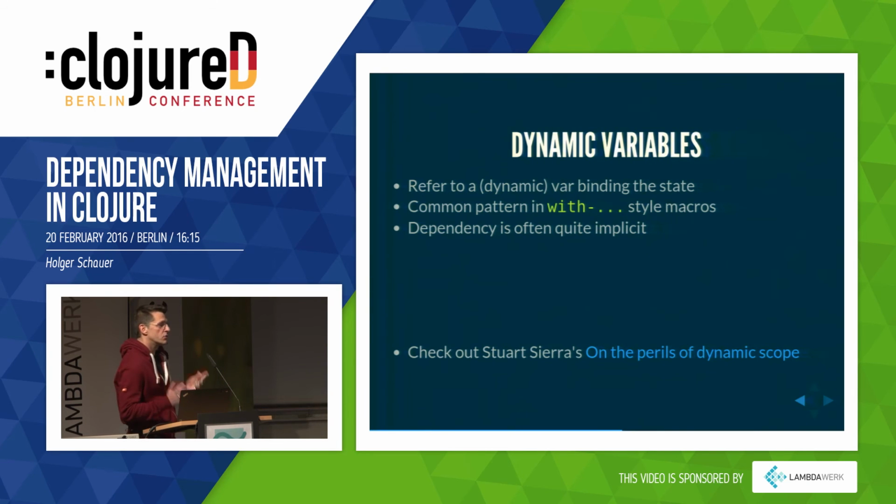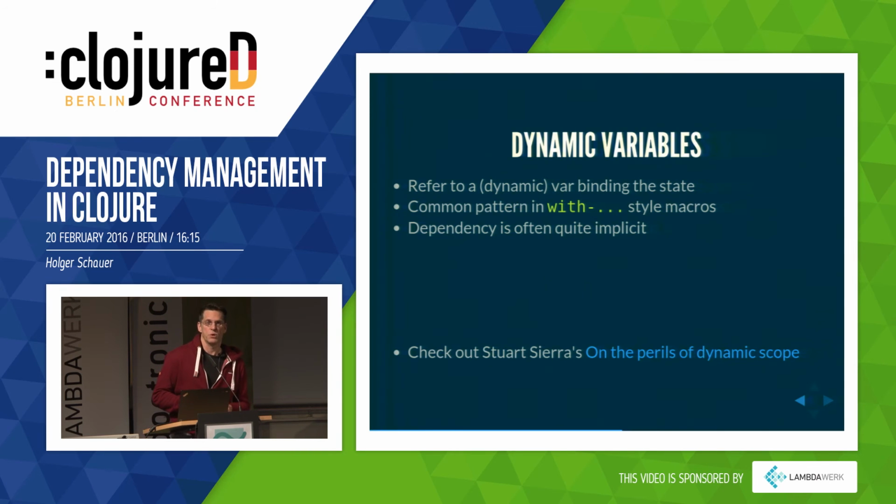There are, again, two quite obvious ways to deal with that. One is, again, using closures, like we closed over functions. You can close over state as well. I'm not going to go into that, because we've discussed that already. And the other one is using dynamic variables again. That's actually quite a common pattern in with-style macros.